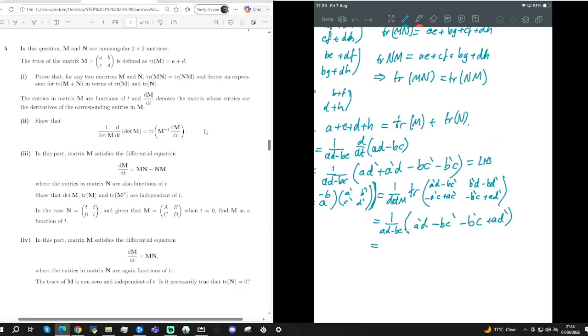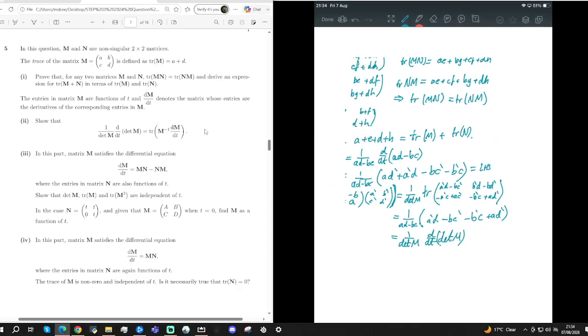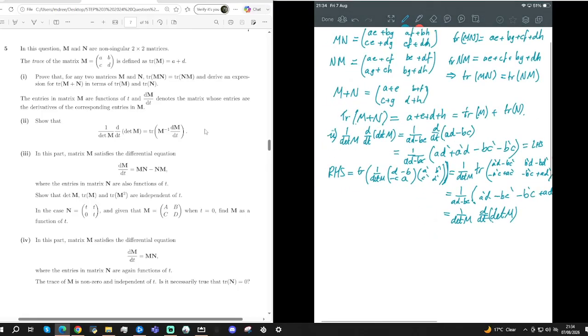So this thing is indeed equal to 1 over det m times the derivative of det m. That seems like quite a shocking result, that the trace with an inverse matrix involved is really just the derivative of determinants. Odd. I certainly haven't seen that kind of result before.